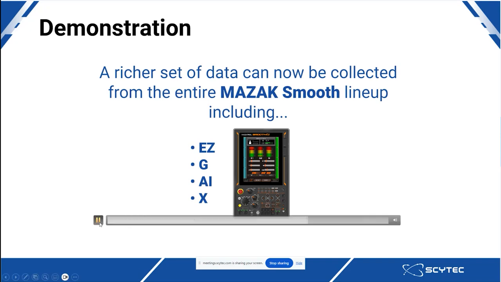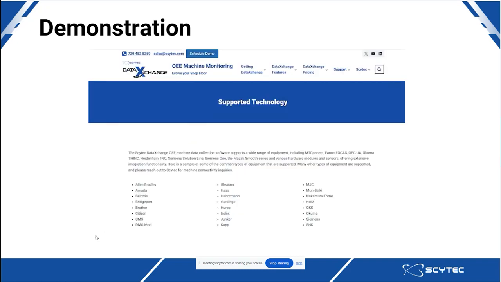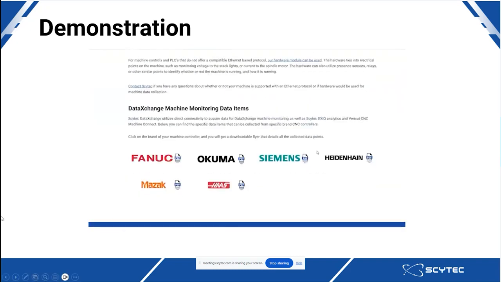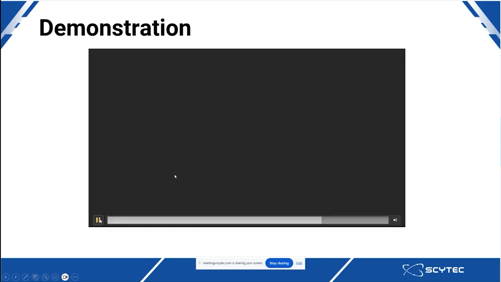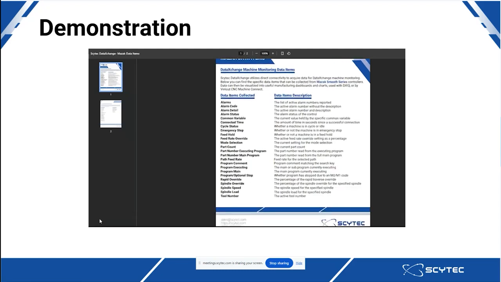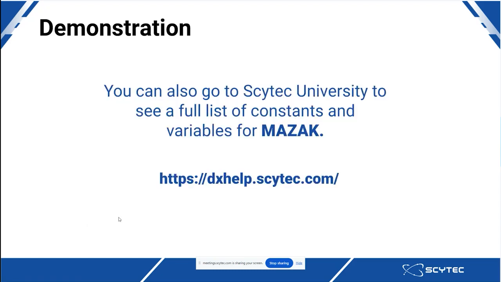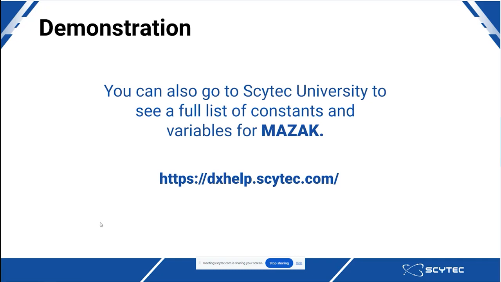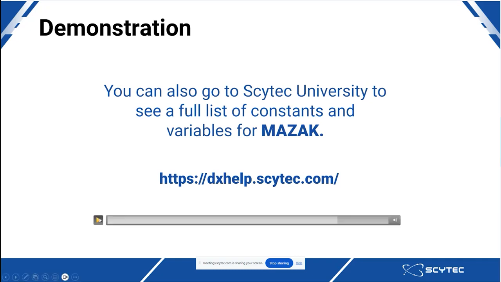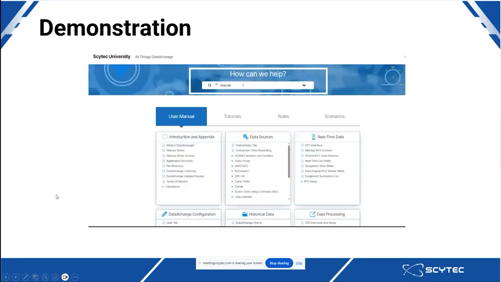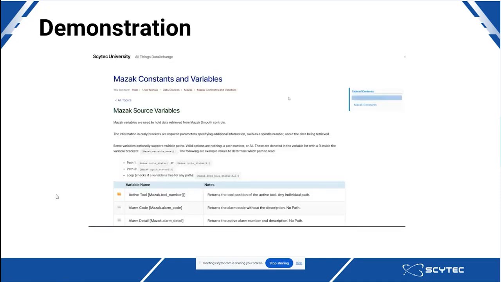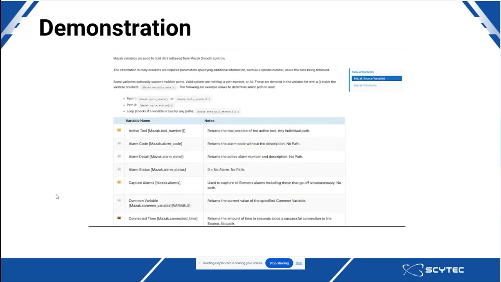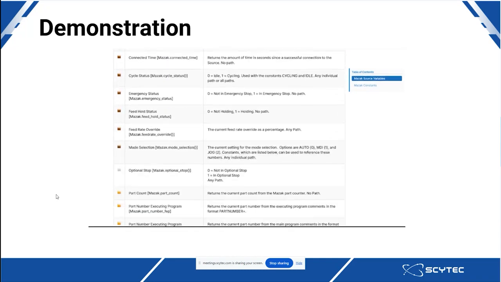And to get a good idea of what all is included in this collected information, if you go to our supported technology page on our Data Exchange website, you can see the Maszak logo down there at the bottom. And if you click on that, that is going to give you a description as well as an itemization of all of the information that is collected and what it does via the direct access to this Maszak protocol. If you also go to dxhelp.scytec.com, you can see a full list of the constants and variables for the Maszak protocol. And as I said, this can be found on our Scytec.com or Scytec University website.